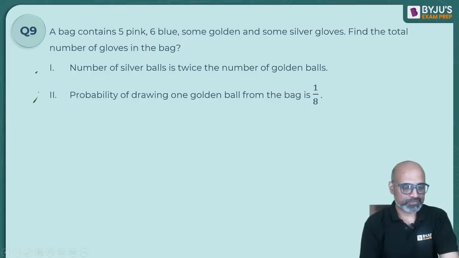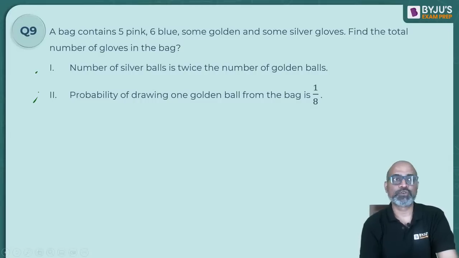Let's try. Yes, diluted. That is good enough to get a call, but if you really want to score high, level 2 also is something you should go after.